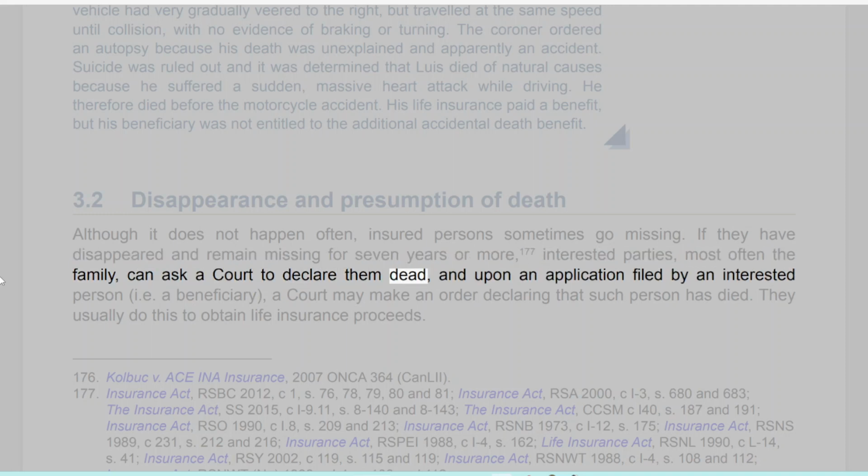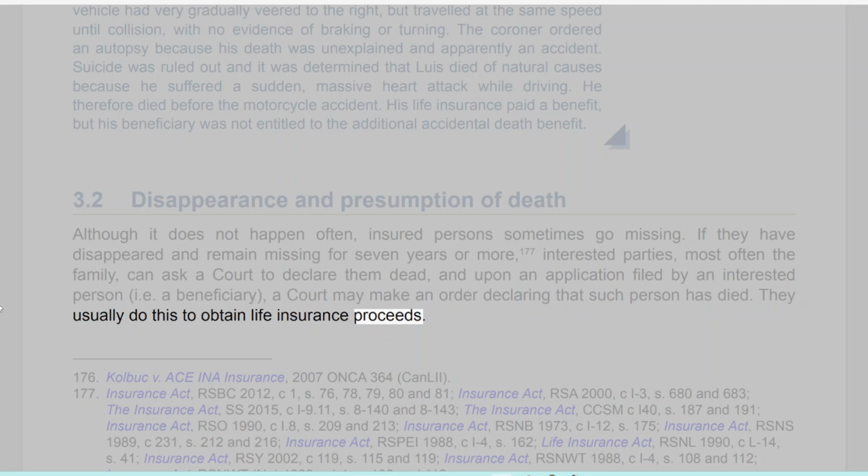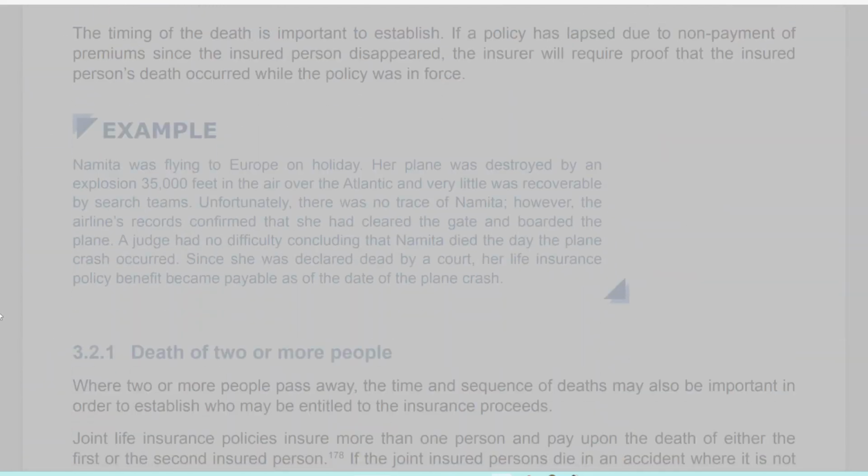ask a court to declare them dead, and upon an application filed by an interested person, i.e. a beneficiary, a court may make an order declaring that such person has died. They usually do this to obtain life insurance proceeds. The timing of the death is important to establish. If a policy has lapsed due to non-payment of premium since the insured person disappeared, the insurer will require proof that the insured person's death occurred while the policy was in force.